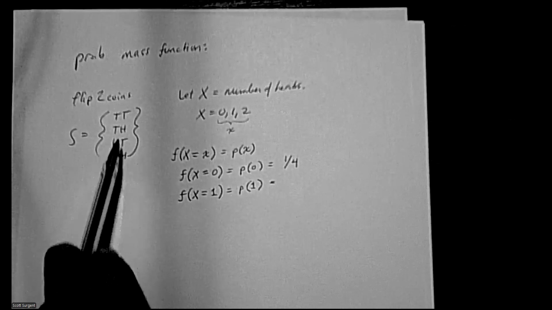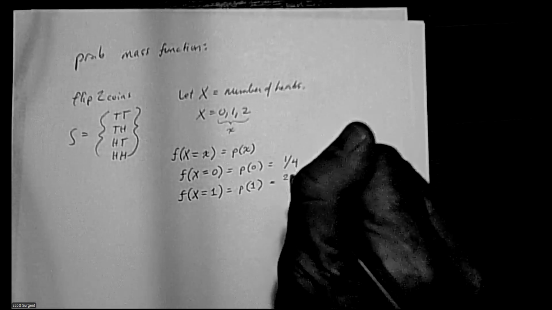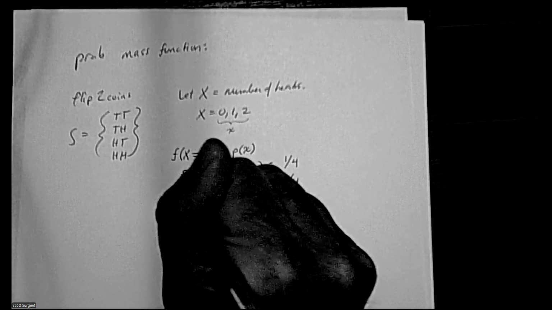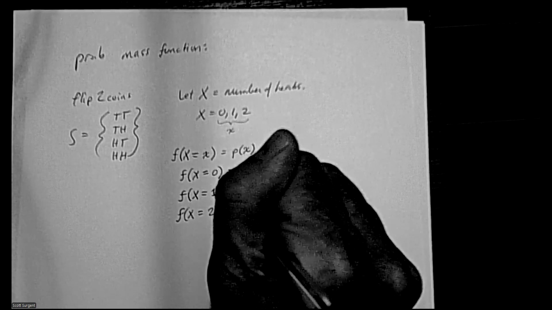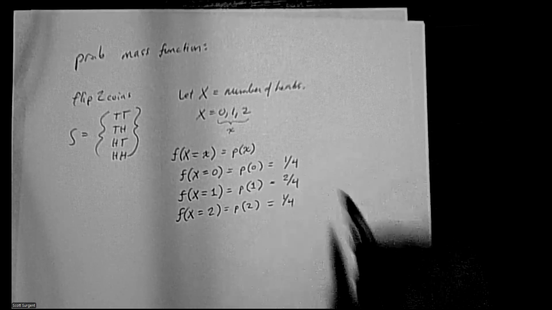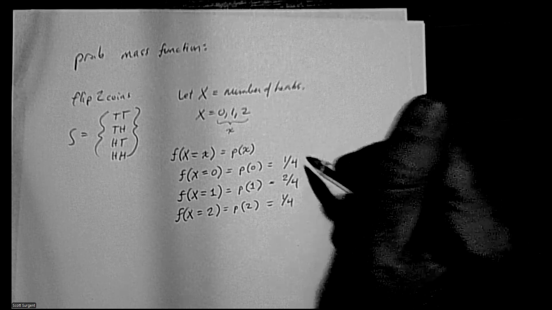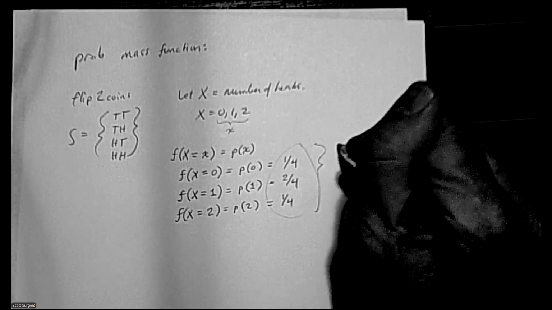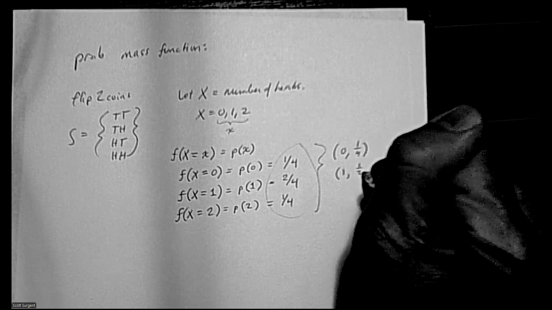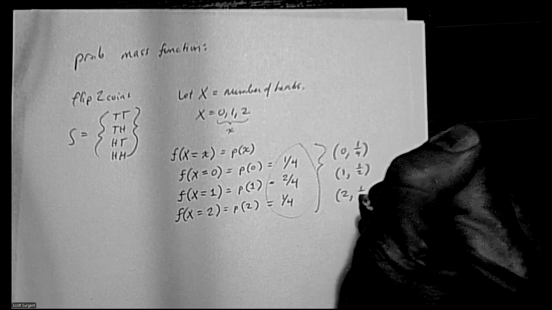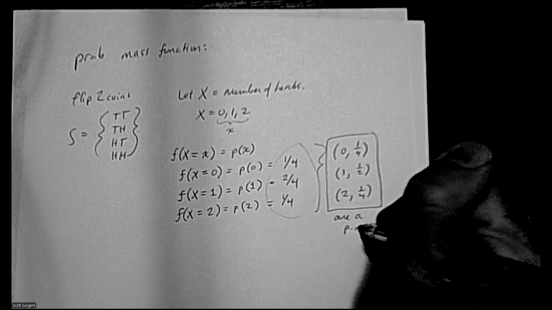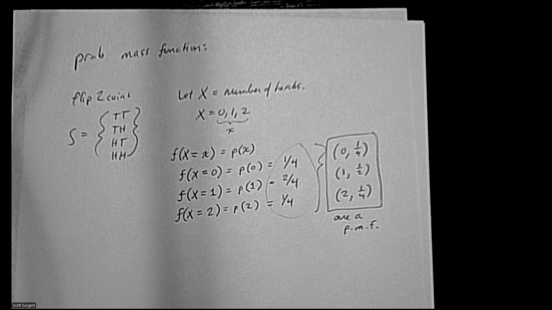So how many ways can one head appear? 2, so 2 out of 4. Whatever, I'm just going to go with it. And then I could have 2, and I can see right here there's only one outcome that does that. And I've got my probability mass function. Basically, I have 3 points: 0 with 1 over 4, 1 with 1/2, and 2 with 1/4. And these 3 points are a probability mass function. And that's really all there is to it.